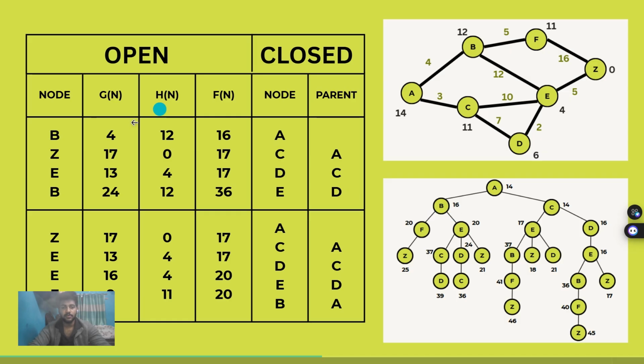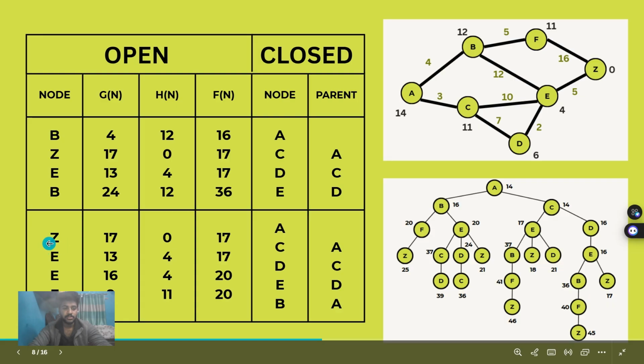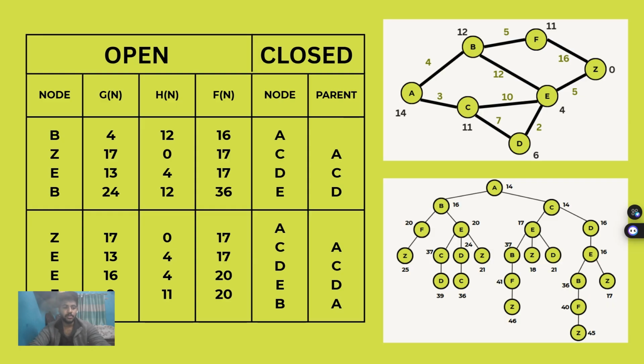At the next stage of this table, we are going to explore this Z here. While exploring Z, we have to close Z. Then only could we find our path. So the next step will be that we put Z over here, we'll be closing it, and we'll be writing the parent of Z.